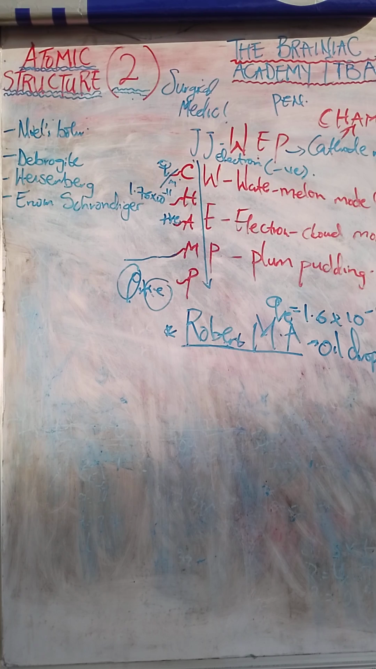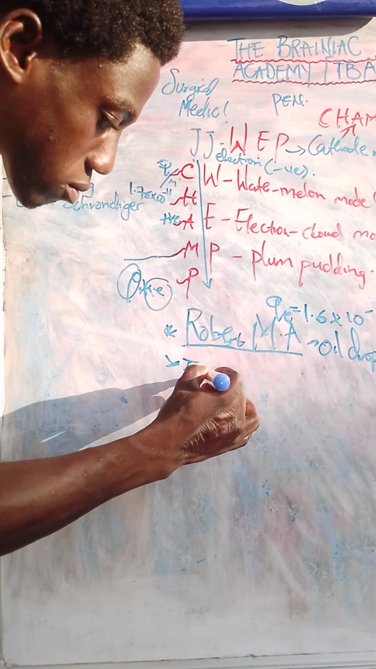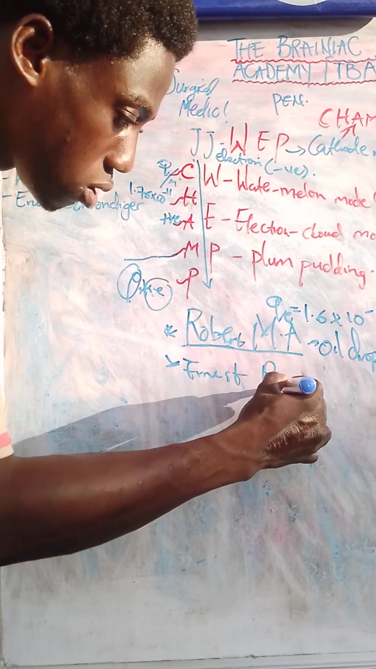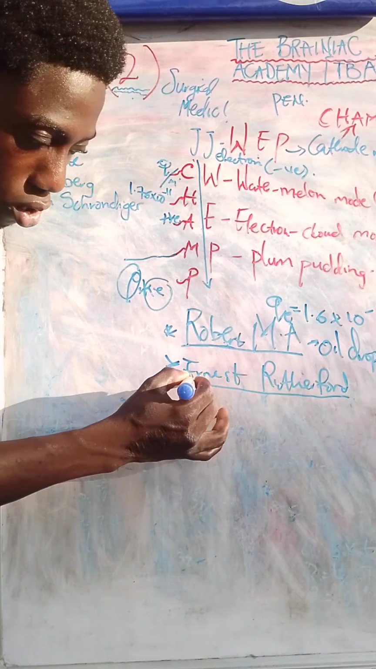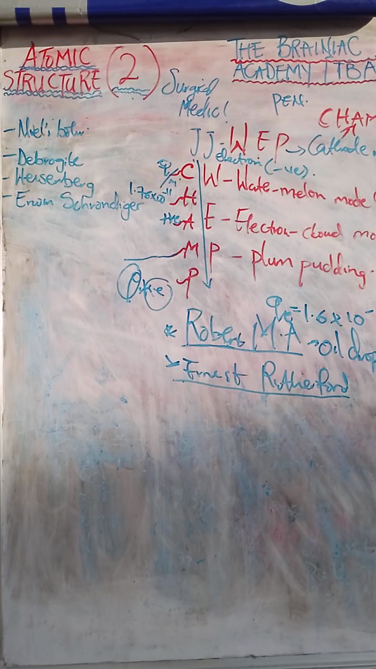Then now the Ernest. Ernest is my guy. He was in 300 level then. Ernest Rutherford. This Ernest Rutherford, what did he do? What he did was actually very simple.